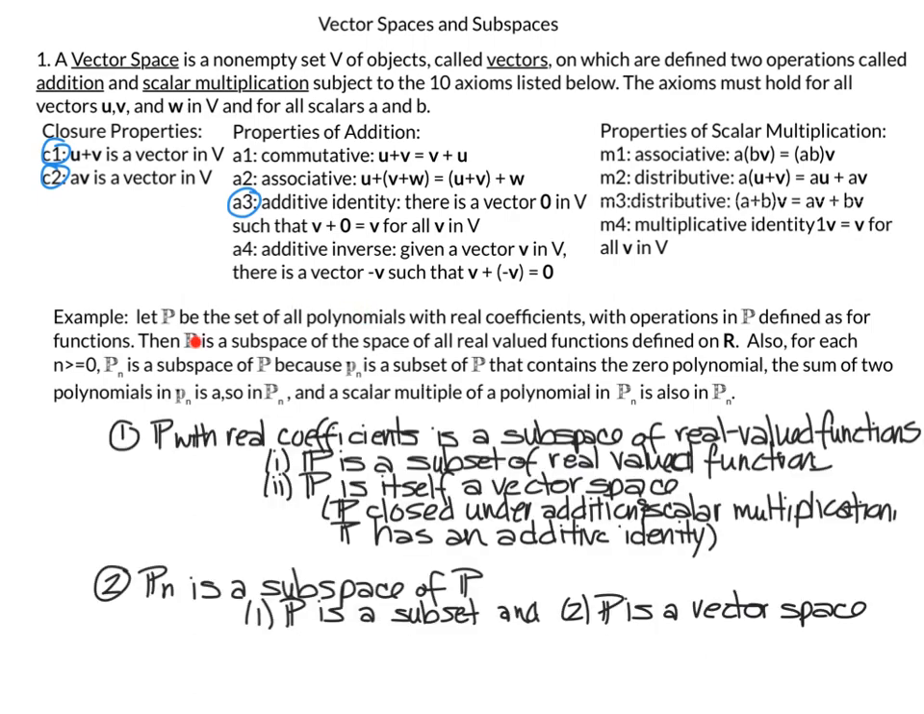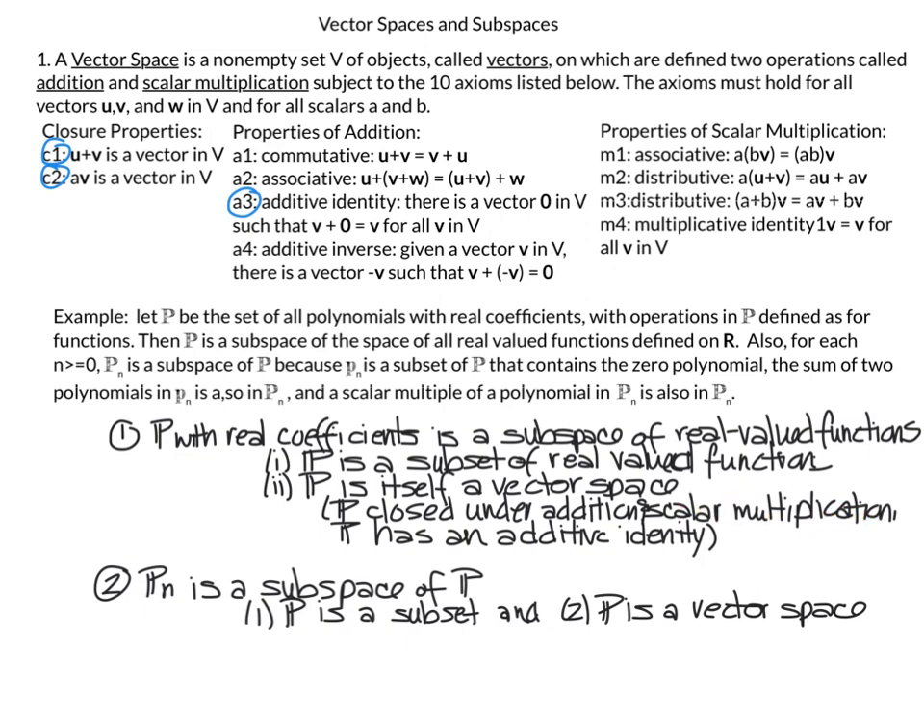I've broken up this statement into two parts. First is that the set of polynomials with real coefficients is a subspace of real valued functions. And we know that because, one, to be a subspace, P has to be a subset of real valued functions. Well, that's true. The set of polynomials with real coefficients is a subset of real valued functions. And two, we've already shown that the set of polynomials is itself a vector space. But if we hadn't done that, we would just have to show that if you add two polynomials together, you still get a polynomial, but you can intuitively know that's true. So it's closed under addition. If you multiply a polynomial by a scalar, you still get a polynomial, and you also know that.